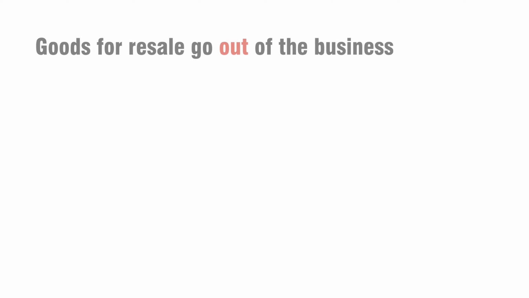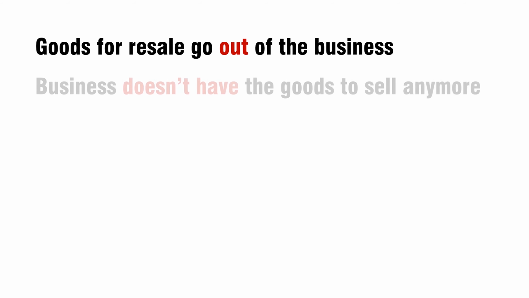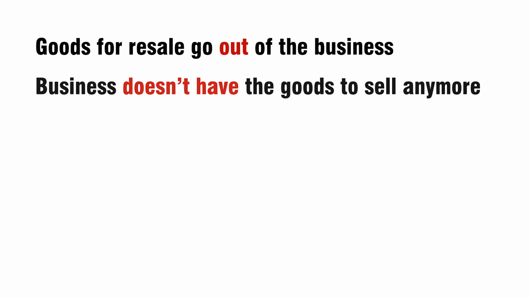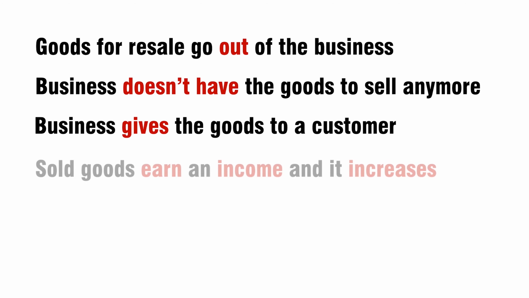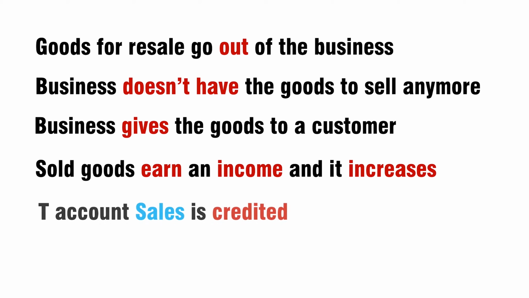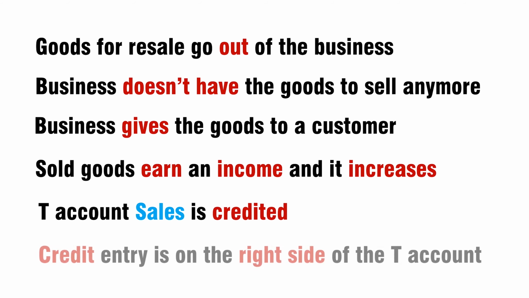Recording entry 2. Goods for resale go out of the business. Business doesn't have the goods to sell anymore. Business gives the goods to a customer. Sold goods earn an income and it increases. T account sales is credited. Credit entry is on the right side of the T account.